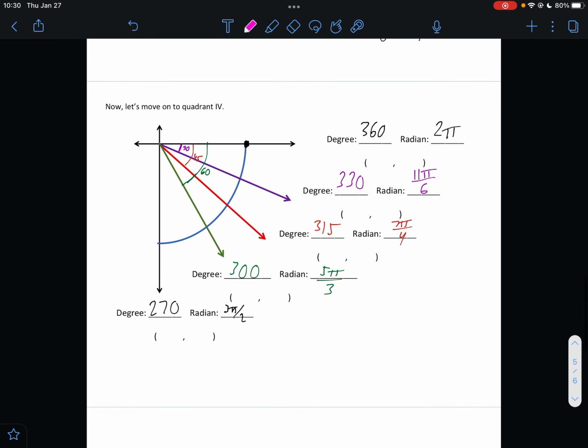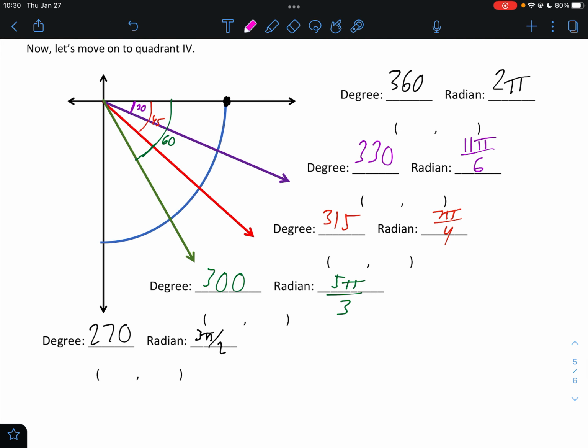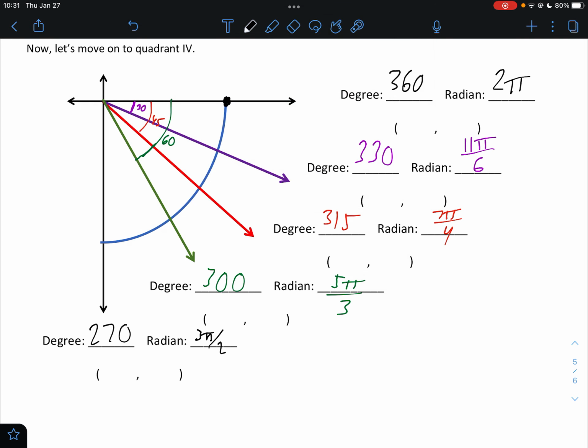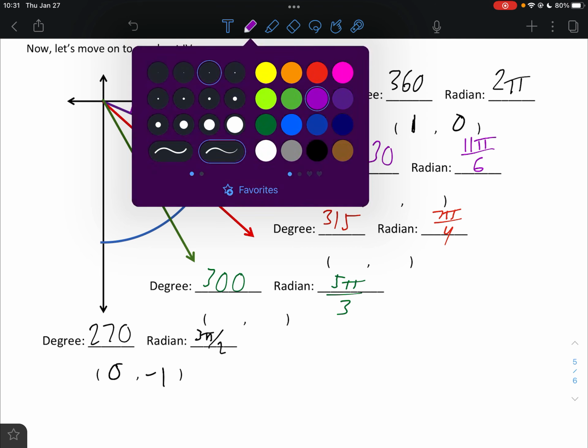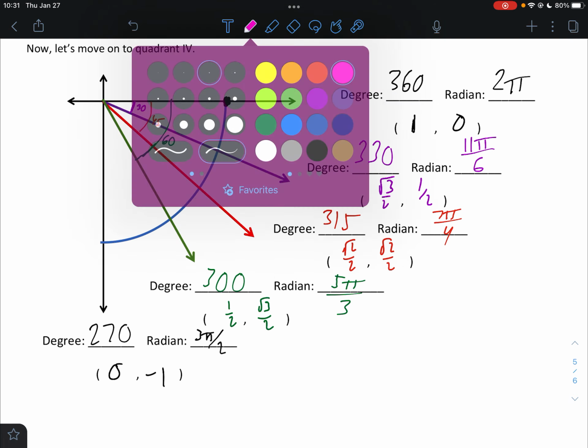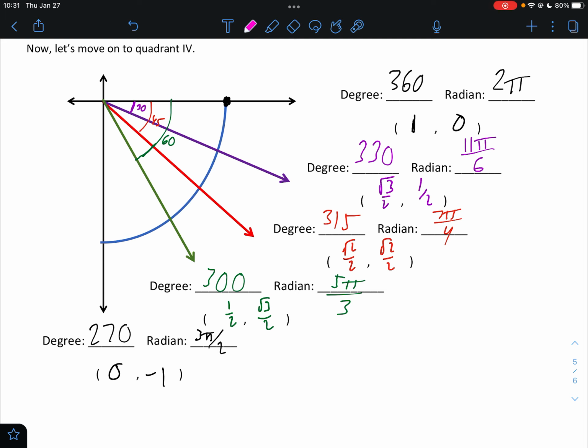Finally, our fourth quadrant. So again, let's start with the right and the bottom here. So the bottom, we just did that. It's 0, -1. And the right side, we did that in the first quadrant. That's 1, 0. All right, now our other 3 points are exactly the same. √3/2, 1/2. √2/2, √2/2. And 1/2, √3/2.